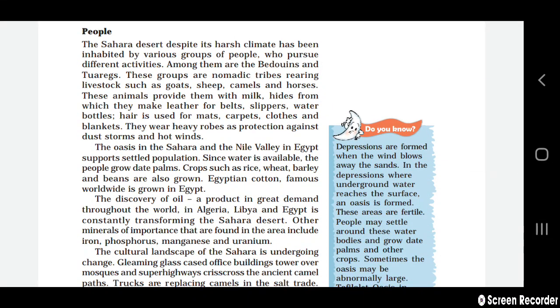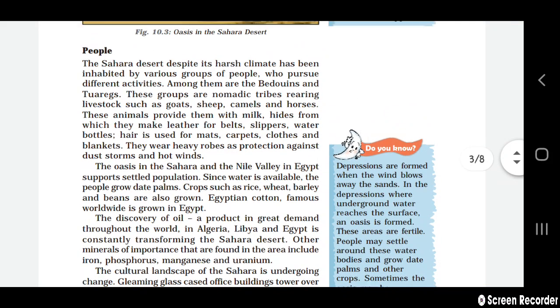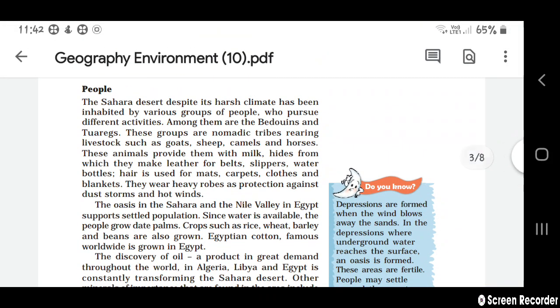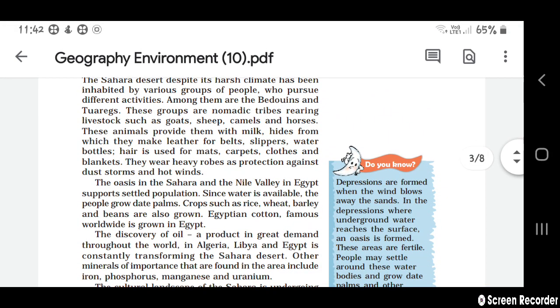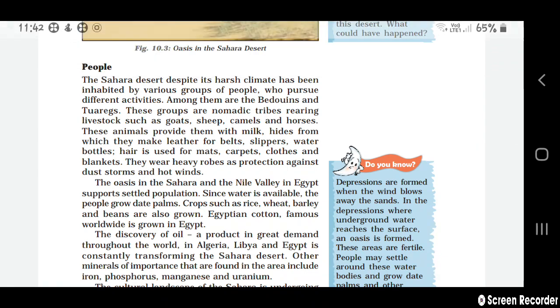So, as there are a little bit of plants and animals available, let us see whether people also live in these places or not.